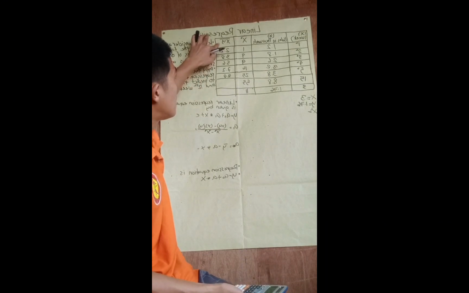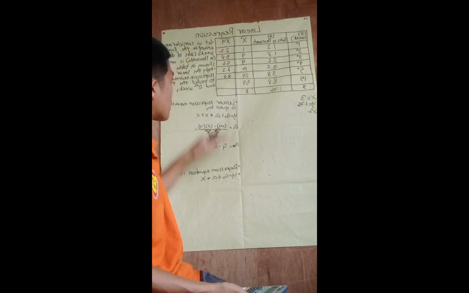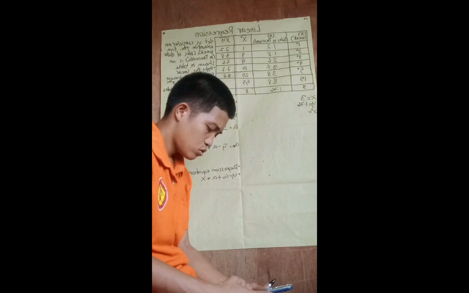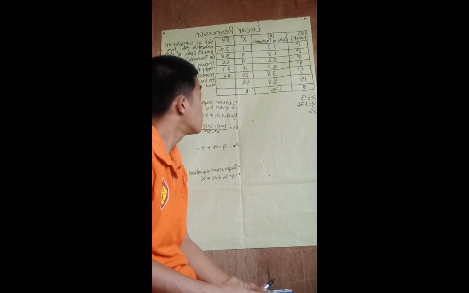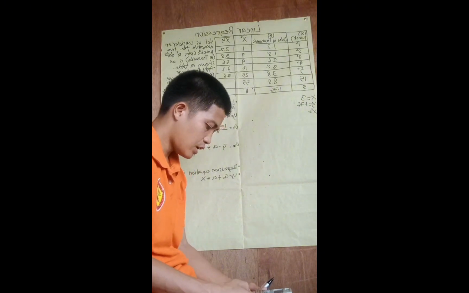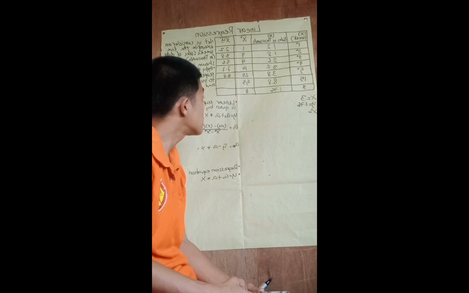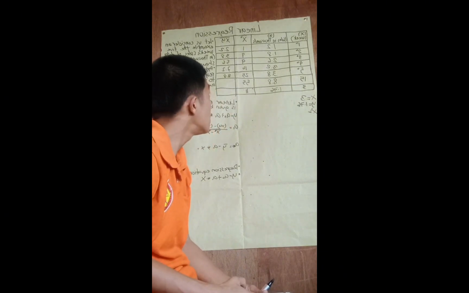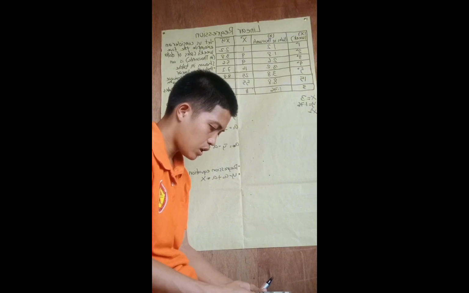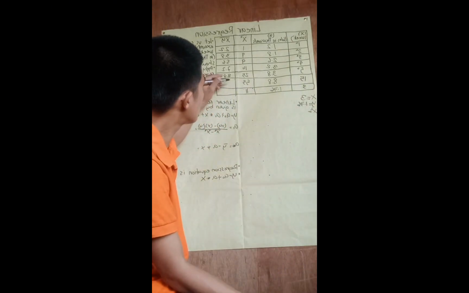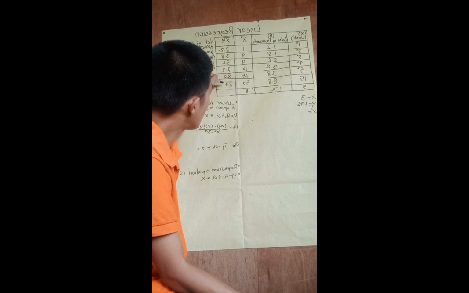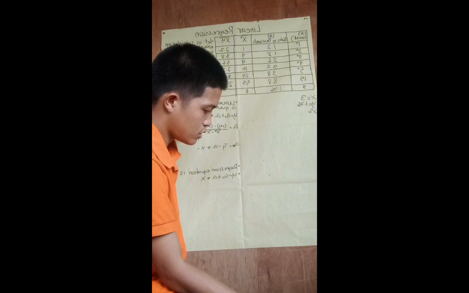Next, to get the sum of x and y, we add all of the numbers of x and y: 2.2 plus 3.8 plus 5.6 plus 7.2 plus 8.8 is equal to 27.6.